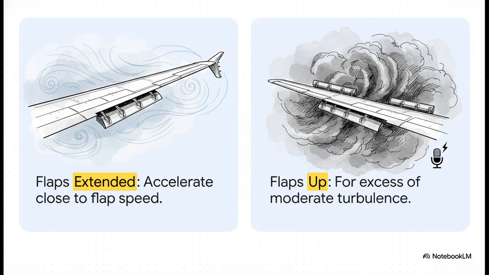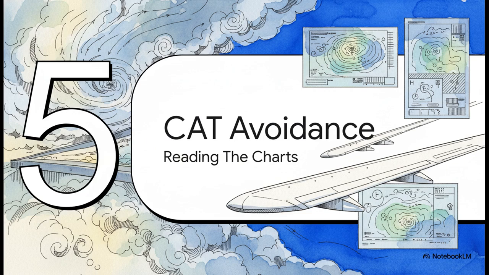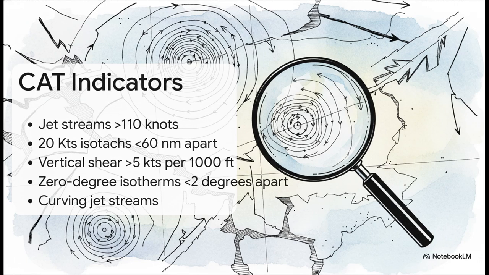of your situation. Moving into Section 5, Clear Air Turbulence Avoidance. It's all about reading the charts. Because clear air turbulence is completely invisible out the cockpit window, we have to read the weather charts before and during the flight to avoid this hidden threat.